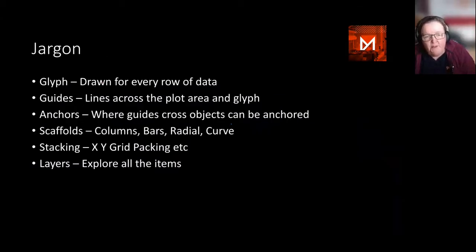So, some of the jargon, okay? Glyphs is a drawing, so whatever is drawn is for every row of your data, okay? There are guides to anchor things to, and there are anchors where the guides cross over. There are points which you can stick things to. The scaffolds are how your visual sticks together. The scaffolds and stacking is where we go between grids and between bar charts and column charts. And then there's a layers section which will tell you where all the items are.